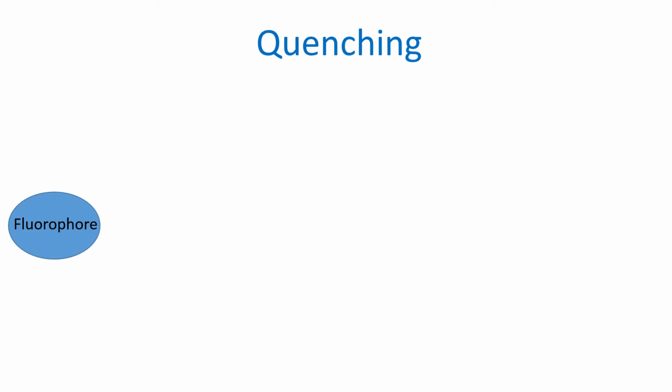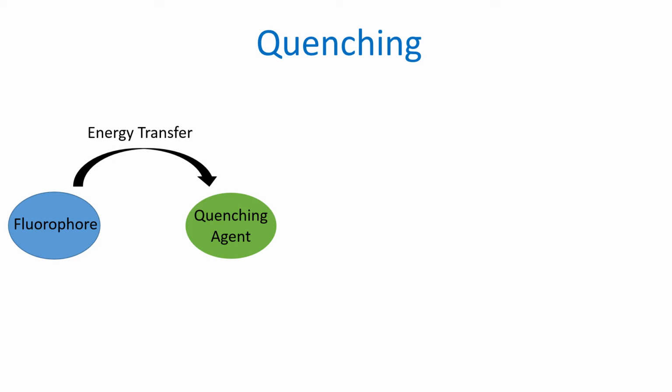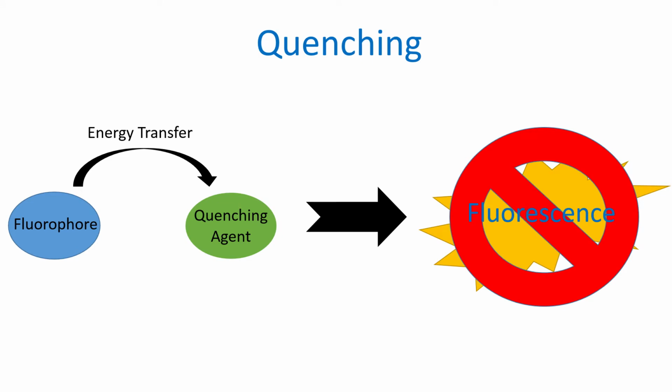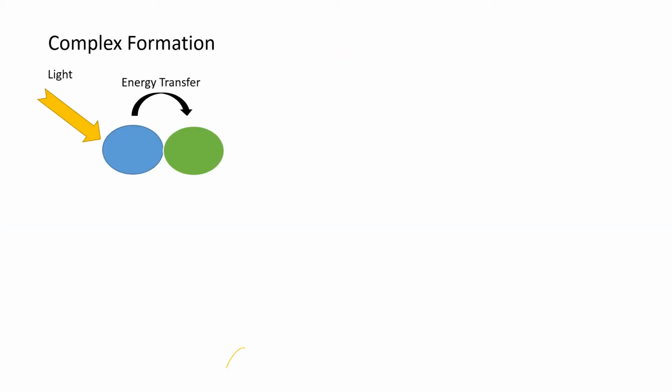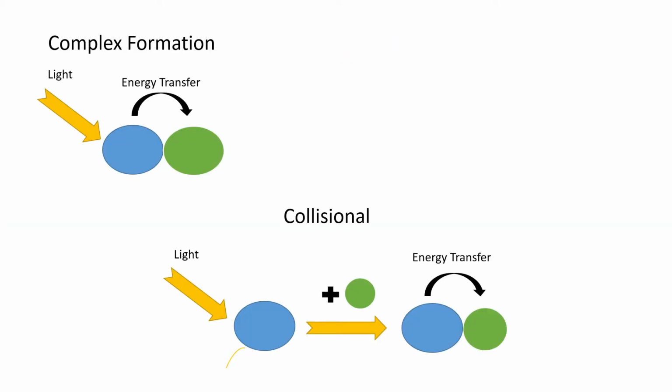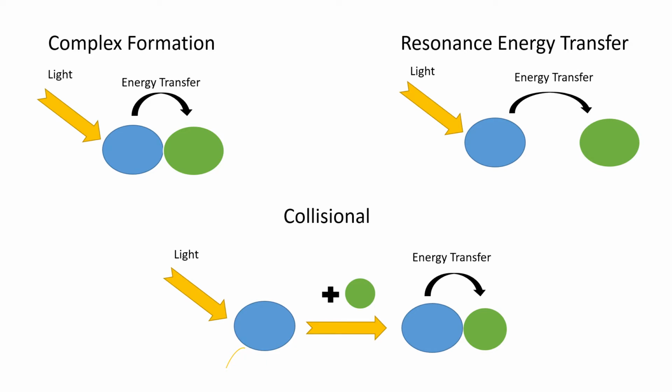There are several reasons as to why molecules don't fluoresce even in the presence of a fluorophore. When a molecule contains a fluorophore, the blue circle, but no fluorescence is observed, this is due to quenching. This is done by a quenching agent, the green circle. Quenching decreases or eliminates the fluorescence intensity of a molecule by the transfer of energy to the quenching agent. The 3 major forms of quenching are complex formation, collisional, and energy transfer.